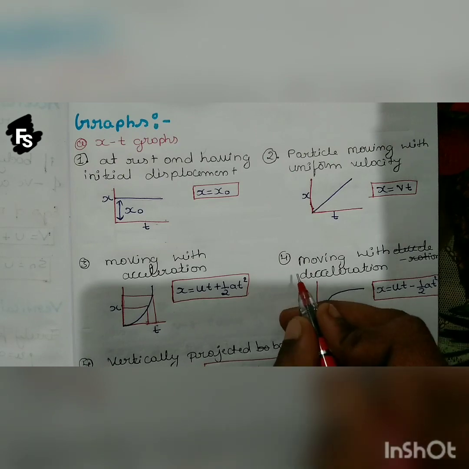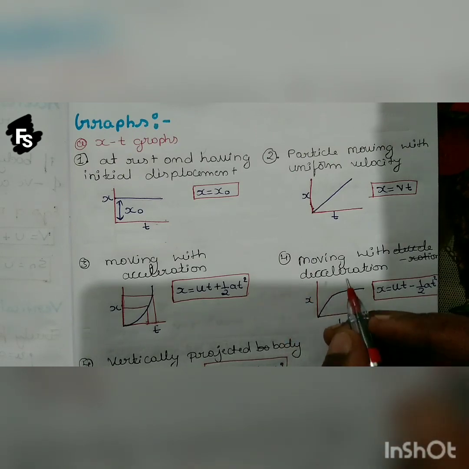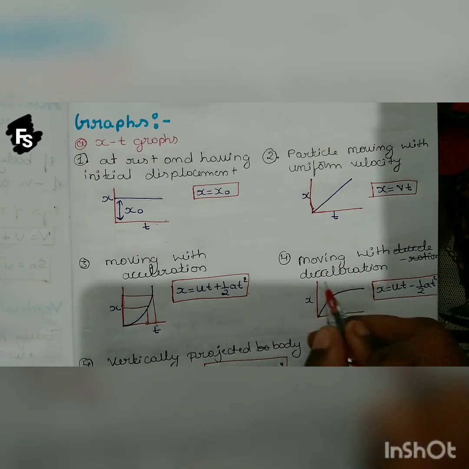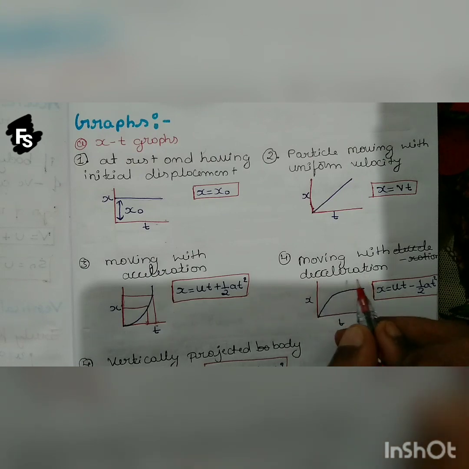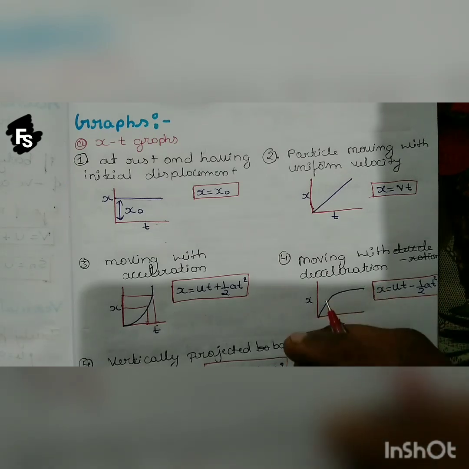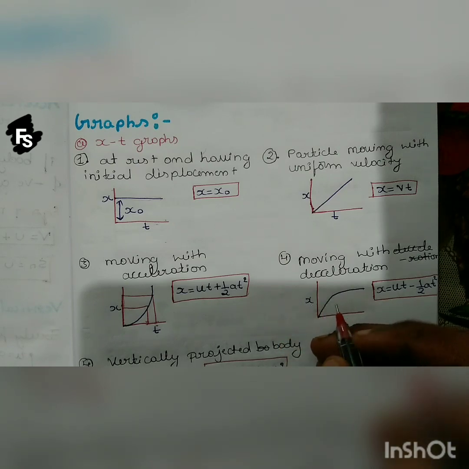The fourth point is the body moving with deceleration, means deacceleration, means retardation. The body is retarding. Take an example of a car. If we slow down the acceleration, the body covers less distance.